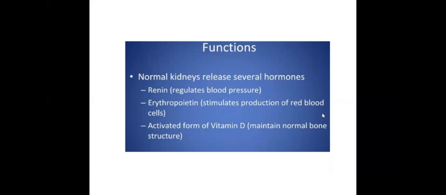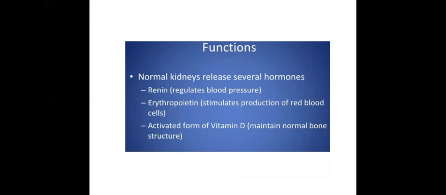Okay, so the normal kidney releases several hormones, and the two major hormones are renin and erythropoietin. We know that erythropoietin stimulates the production of RBCs, or red blood cells, from the red bone marrow. So erythropoietin will come and act on the bones, basically on the long bones.